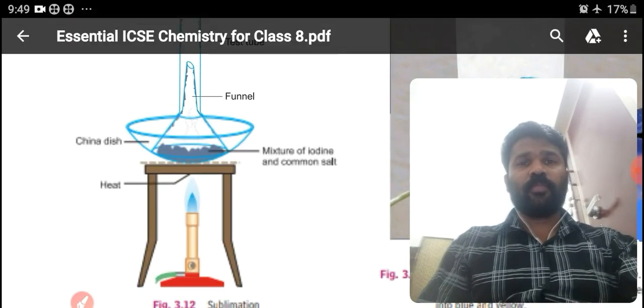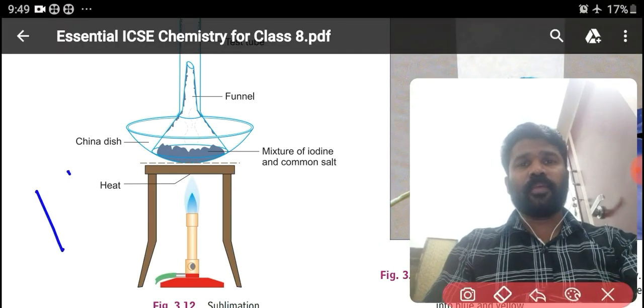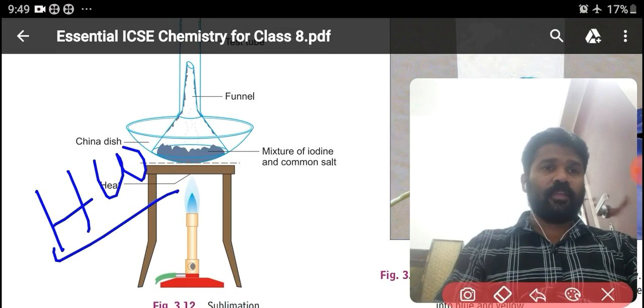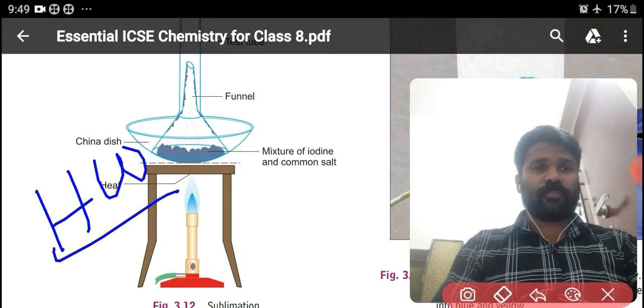This is also an important diagram. Okay, mark it as important. It's also homework, holiday homework. Do it in a drawing copy or drawing sheet. Okay.